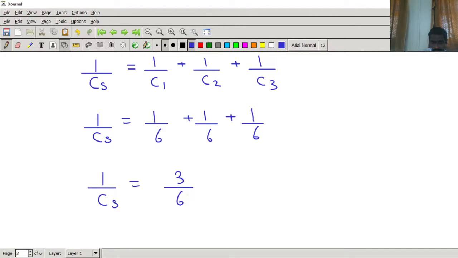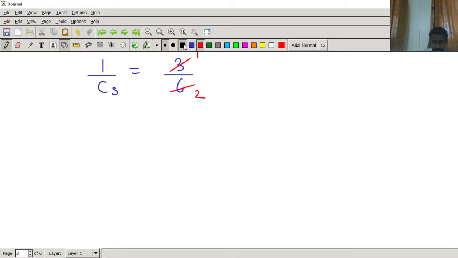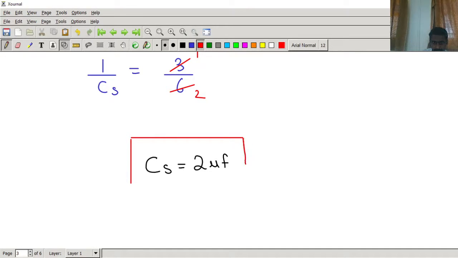Now what is our total capacitance in series? After cancellation, 3 ones are 3 and 3 twos are 6, so our Cs is 2 microfarad. So our total capacitance in series is 2 microfarad. This is the final answer of the question.